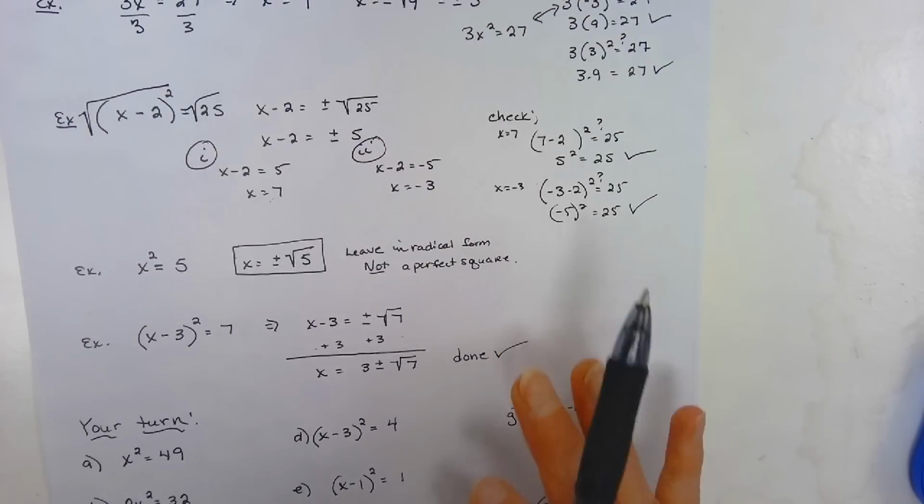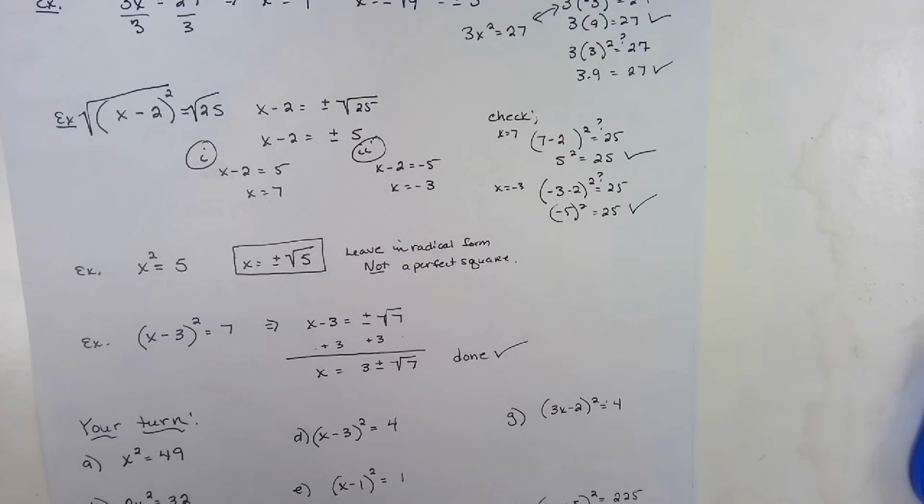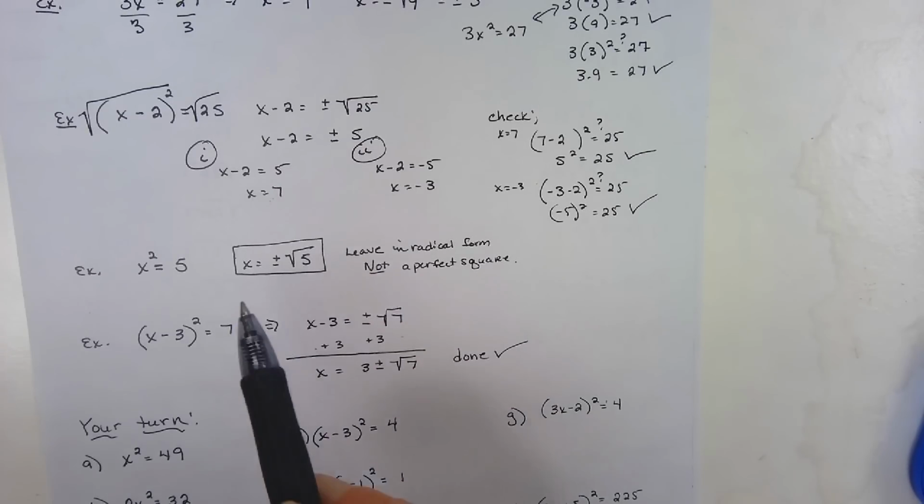Here's another example. X squared equals 5. If we take the square root of both sides, we get x equals plus or minus the square root of 5. Now, 5 is not a perfect square, so we will leave 5 in the radical sign. And the answer will be plus or minus the square root of 5.